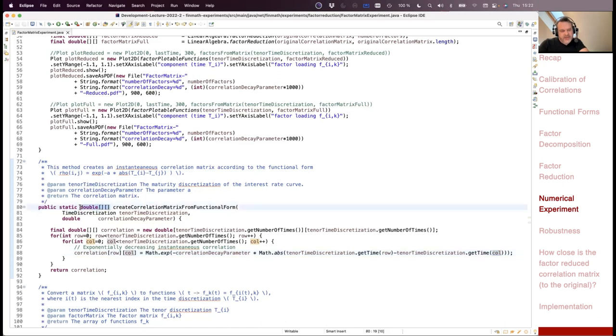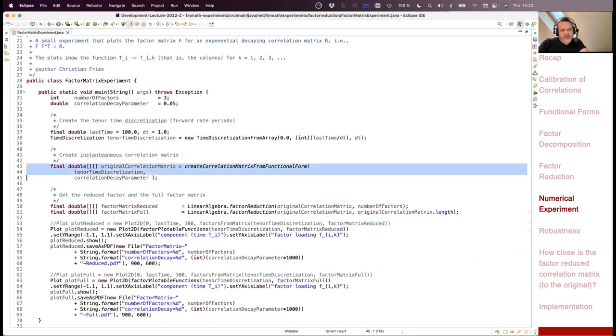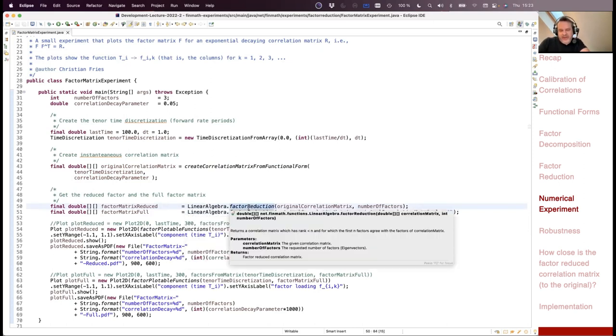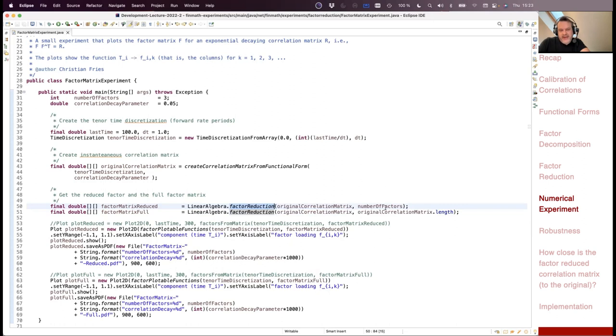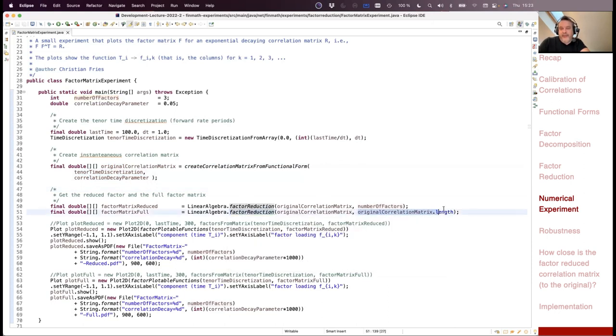Yeah, so I just return here this matrix. So we have built a correlation matrix, and then I call here my function. This is just linear algebra. It performs a factor reduction to a given number of factors, or performs a factor reduction to just the full set of factors. And then I just plot these two factor matrices.